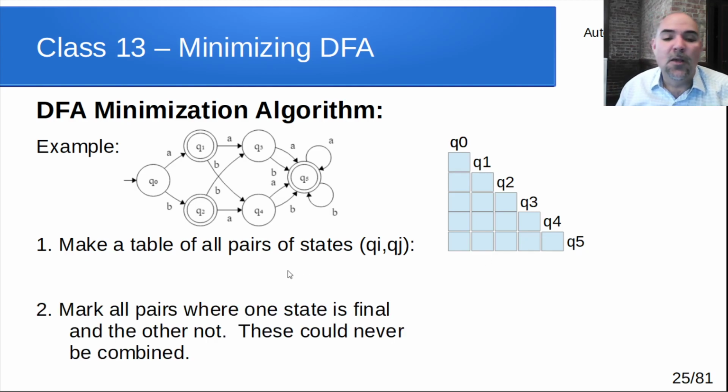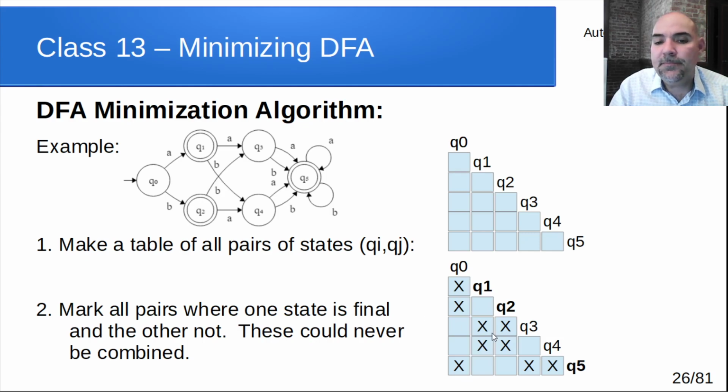Step two, we want to mark all of the pairs where one is final and the other is not. So in other words, if we look at 0 versus 1, that's still on the table. Well, 1's final and 0 is not. So we need to mark that. Those could never be combined. So we're going to do that for all of them. And we end up with this.